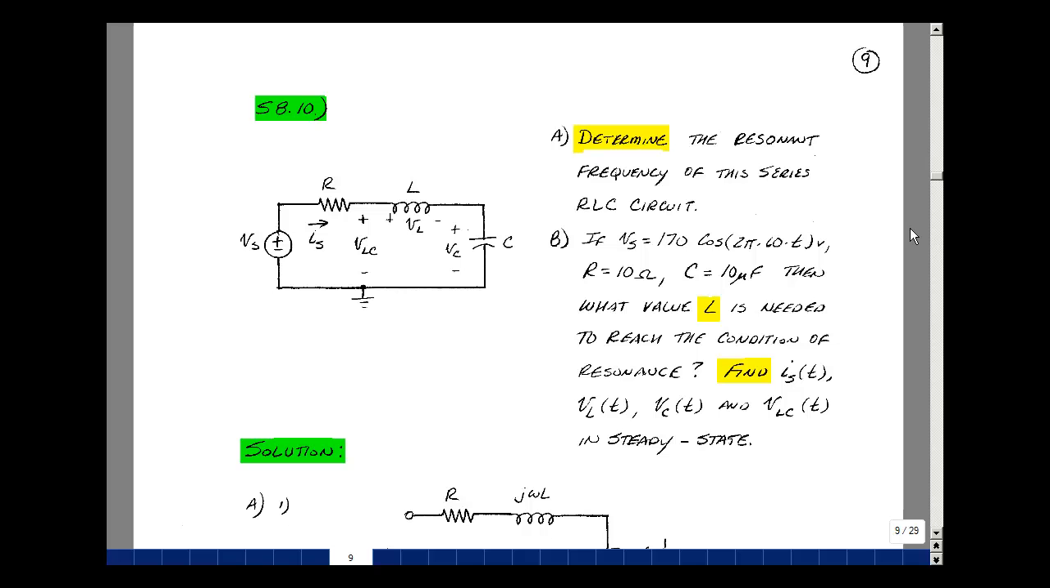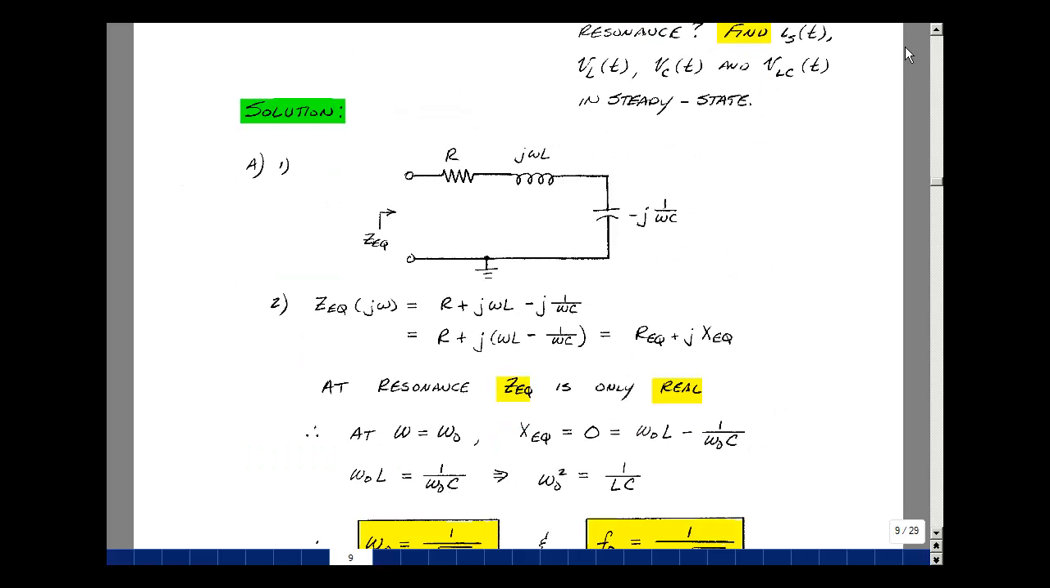We'll again use our three-step algorithm. Before we do that, let's determine the resonant frequency. Resonant frequency is determined by finding the impedance seen by the source and setting the imaginary part equal to 0. What's that going to be equal to? Well, I've got a resistor whose impedance is R, an inductance whose impedance is j omega L, and a capacitance whose impedance is minus j over omega C.